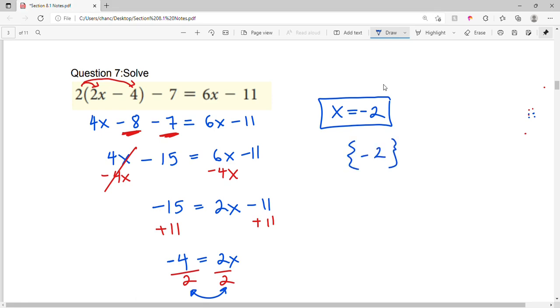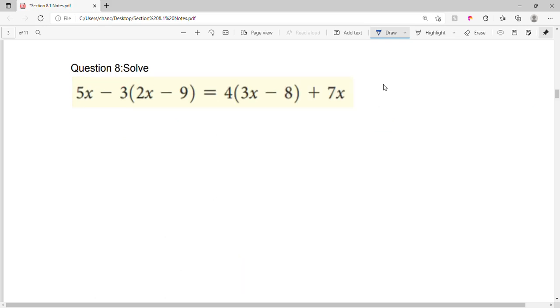as our final answer. So the tip here is, if there is a set of parentheses, make sure you distribute first, then simplify each side of the equation before you isolate that x variable. Question 8. This is a good opportunity for you to test your skills out. So pause the video and try question 8 on your own.